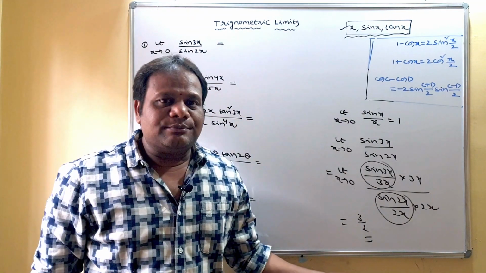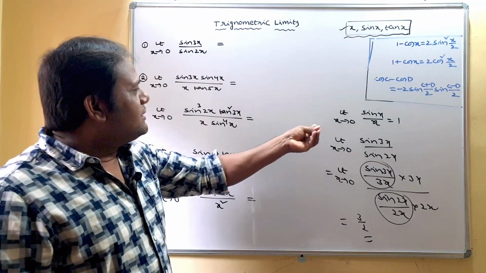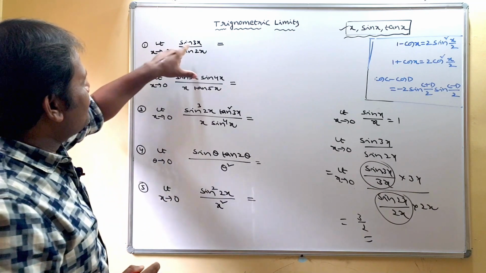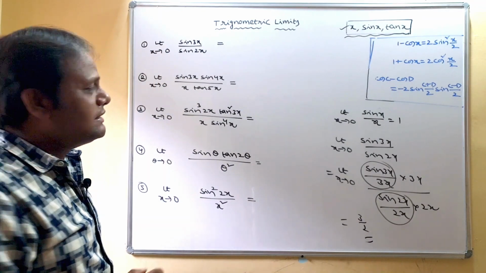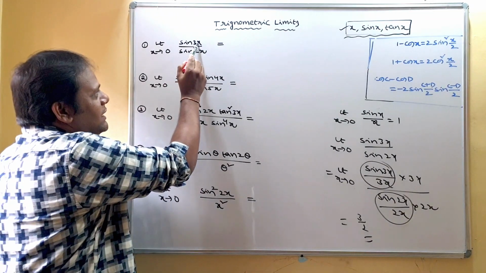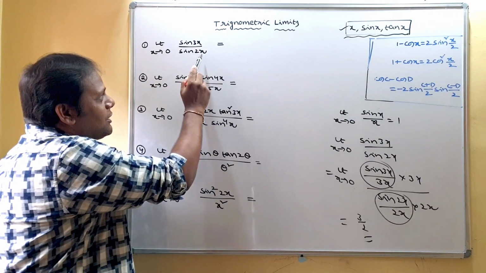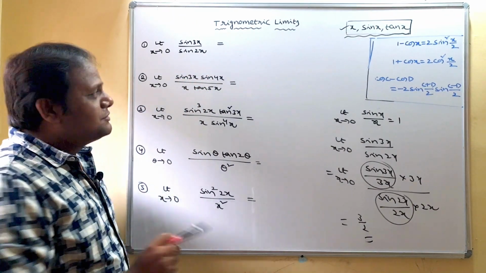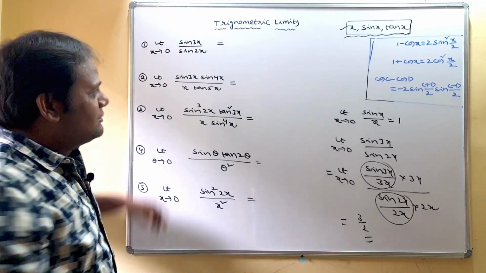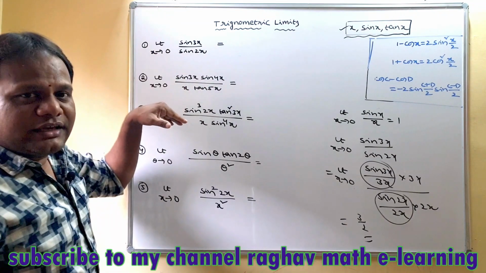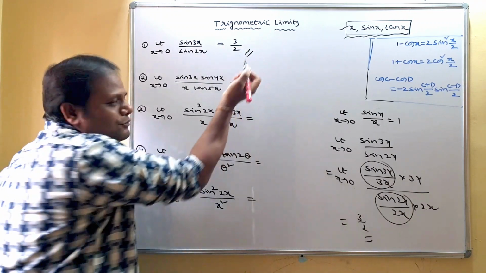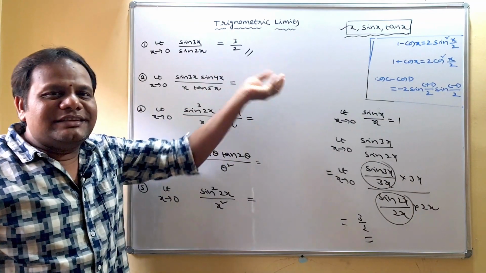But in objective exams, we don't do all this. Directly we can give the answer. Here you see limit x tends to 0 sin 3x by sin 2x. In the numerator, how many x are there? One x term. In the denominator, how many x are there? One x term. So the number of x in the numerator and denominator are equal. Then the answer is the ratio of their coefficients. Here what is the x coefficient? 3. Here what is the x coefficient? 2. See, it is very easy to give the answer.